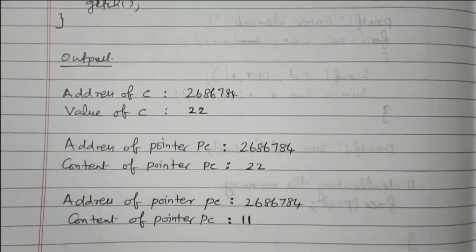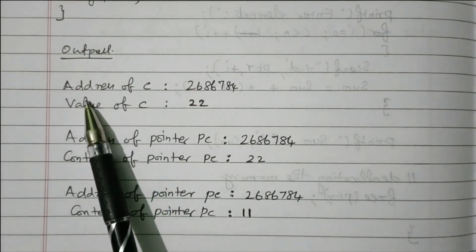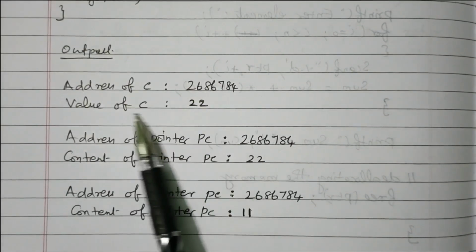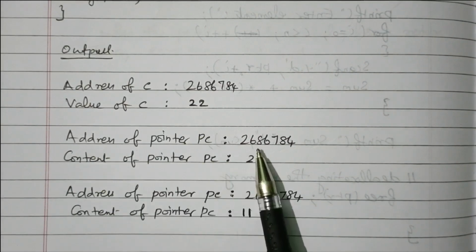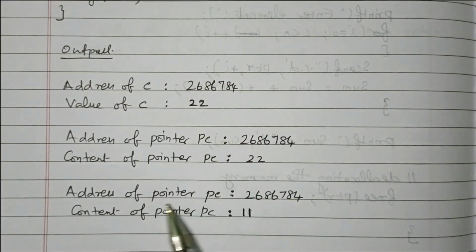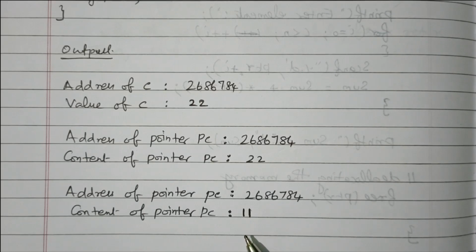Now we'll see the output for all the cases. In the first case, the address is printed, then the value 22 is printed. In the second case also the address and value are printed. In the third case also the address is printed. Now the value is changed to 11, because initially we stored 22 in c, then it was changed to 11, right? So &c will give the address. The pc pointer variable will give the address, and normal c means value. Star pc means value, right? We already discussed that, and now we have executed the program also.